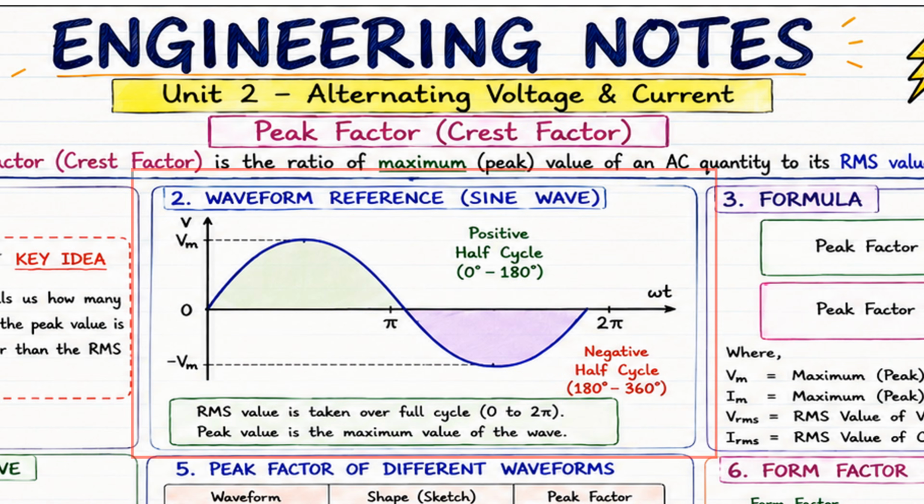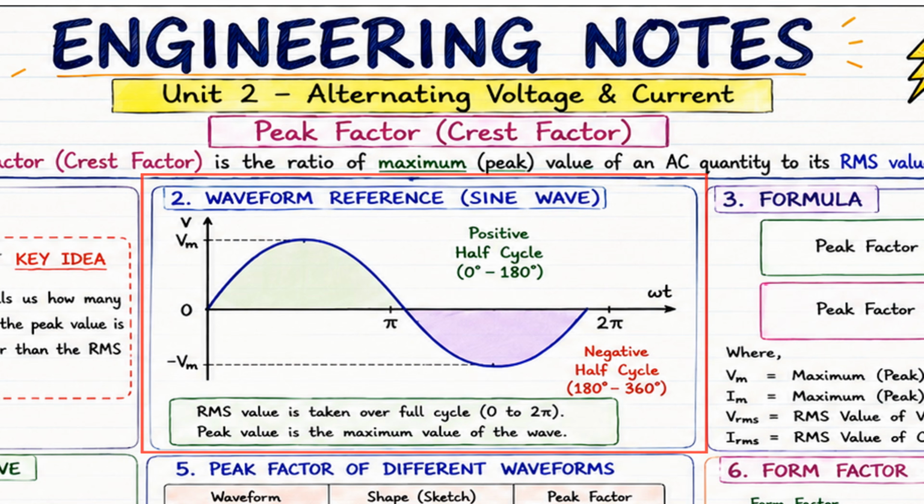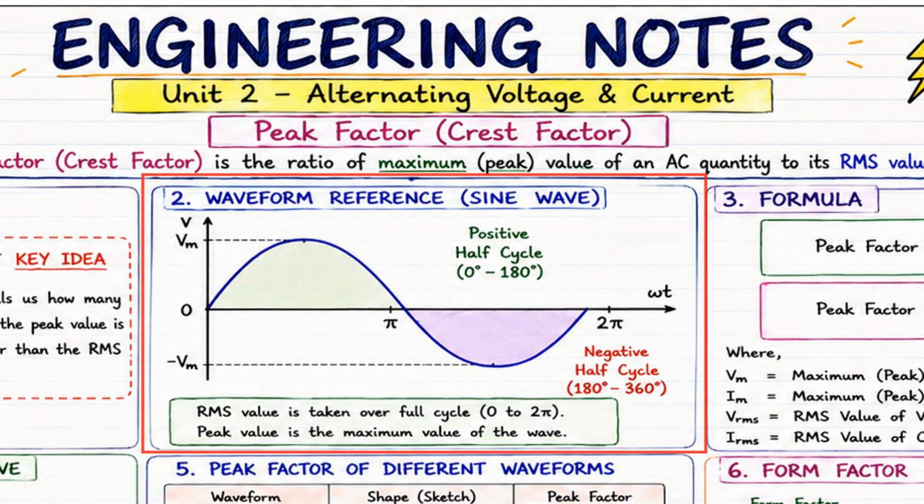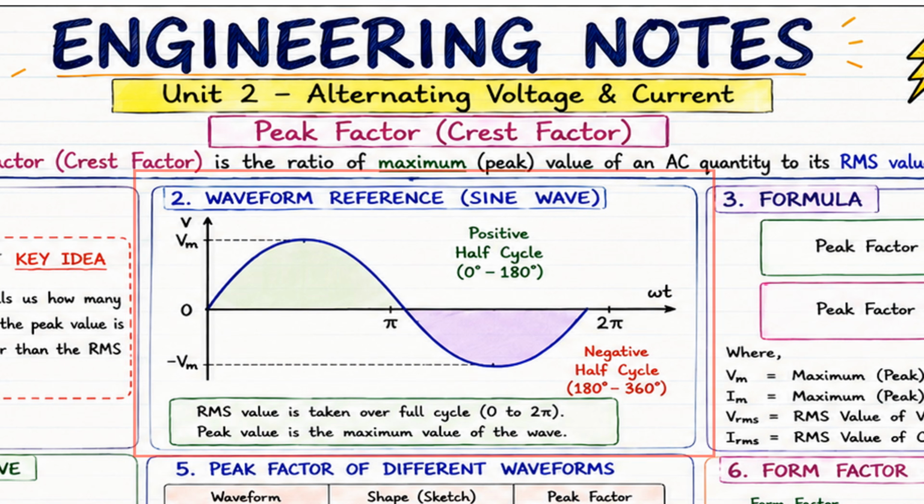Now we move to section number 2, the waveform reference. In this part, a sine wave is shown. As you can see, the wave has a positive half cycle and a negative half cycle. The highest point of the wave is called the peak value, or maximum value, while the RMS value is derived from the entire cycle of the waveform. In fact, the peak factor defines the relationship between these two values.